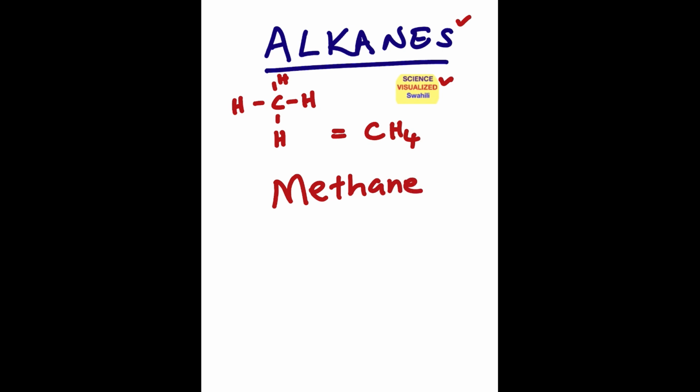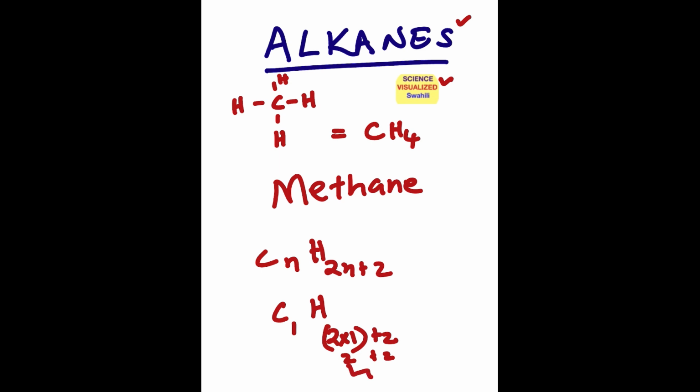The formula for alkane is CnH2n+2. So in this case, n is 1, so that will be C1, and then H is 2n, so that will be 2 times 1 because n is 1, and then plus 2. So 2 times 1 gives you 2, plus 2 gives you 4, and therefore the formula for that is C1H4. We usually don't write a 1, and that's methane.